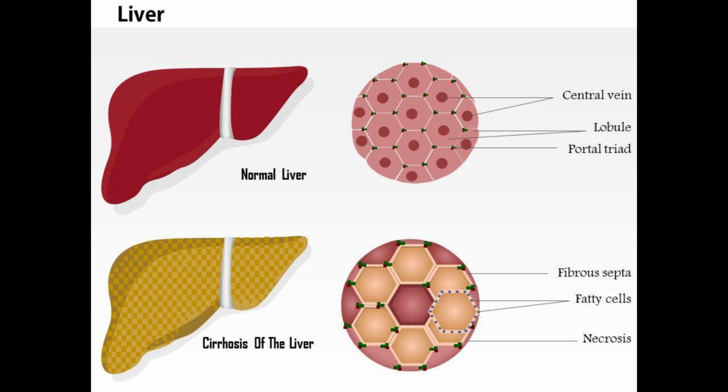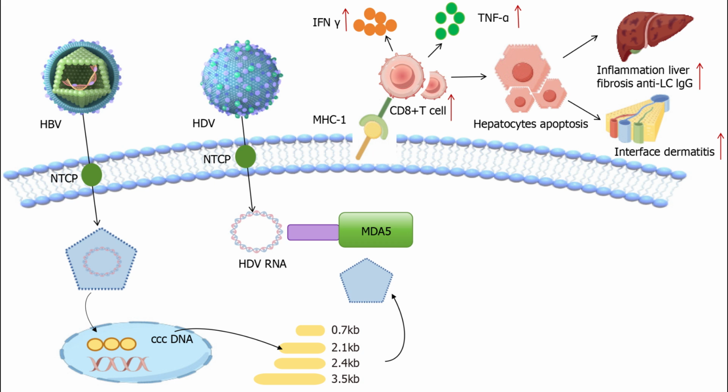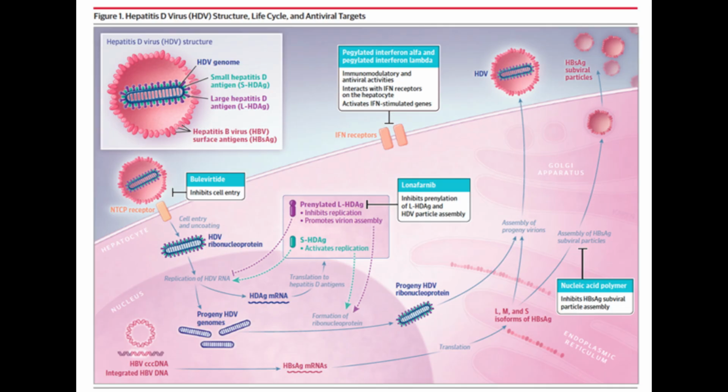There are two major patterns of infection. The first is known as co-infection, in which a person becomes infected with HBV and HDV simultaneously. The second is called superinfection, which occurs when a person already living with chronic hepatitis B later acquires HDV. Superinfection is generally associated with more severe disease and a higher risk of chronic liver damage.